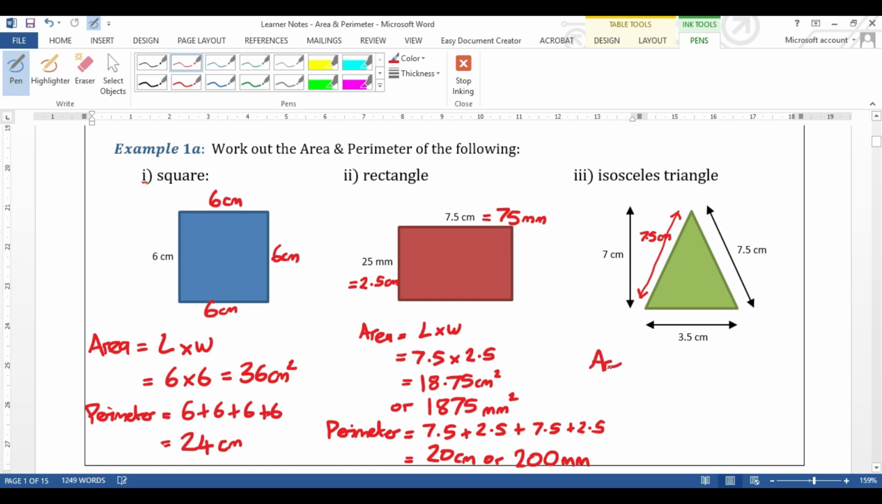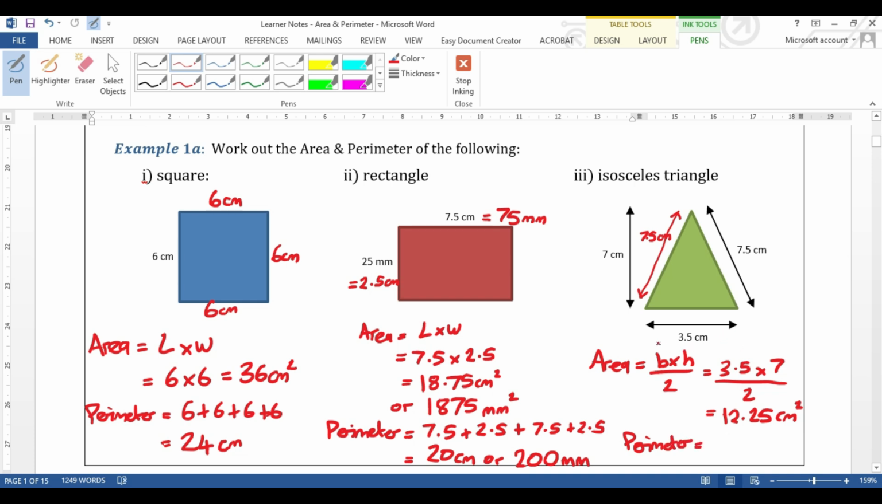Let's do the area first. Base times height divided by 2. So the base is fine, that's 3.5. Which height do we use? It's the vertical height in this case, which is the 7 centimeters. So just be careful, don't use the 7.5. I'm going to have to halve it. It's 3.5 times 7 divided by 2 gives me 12.25 centimeter squared.